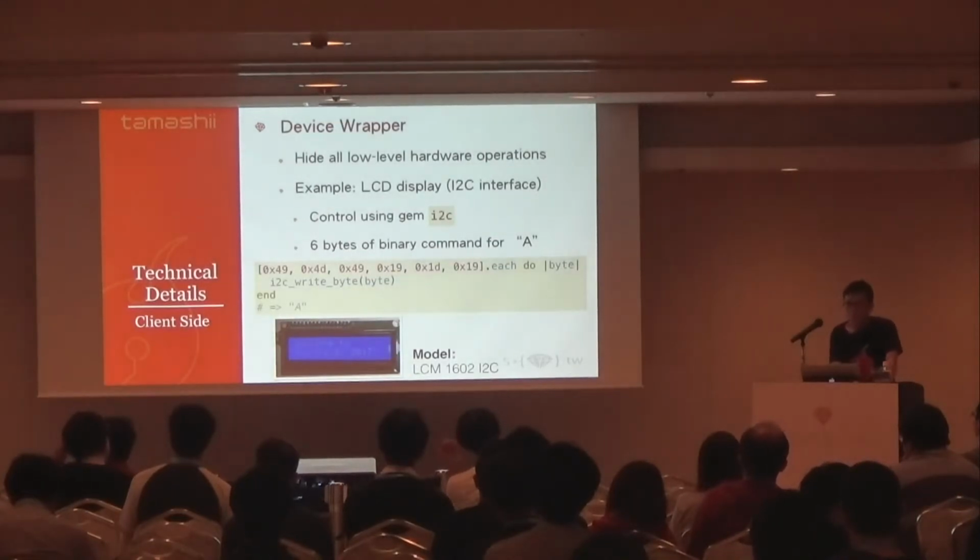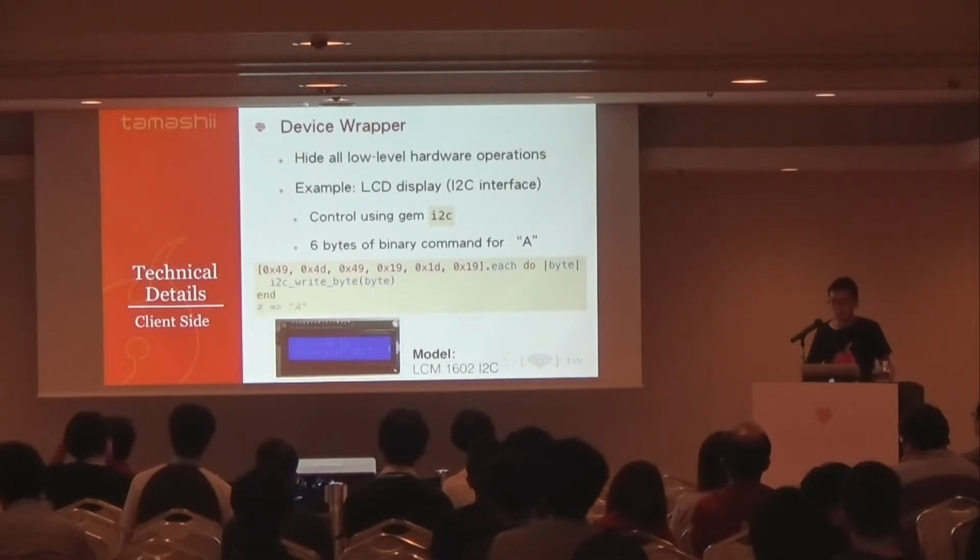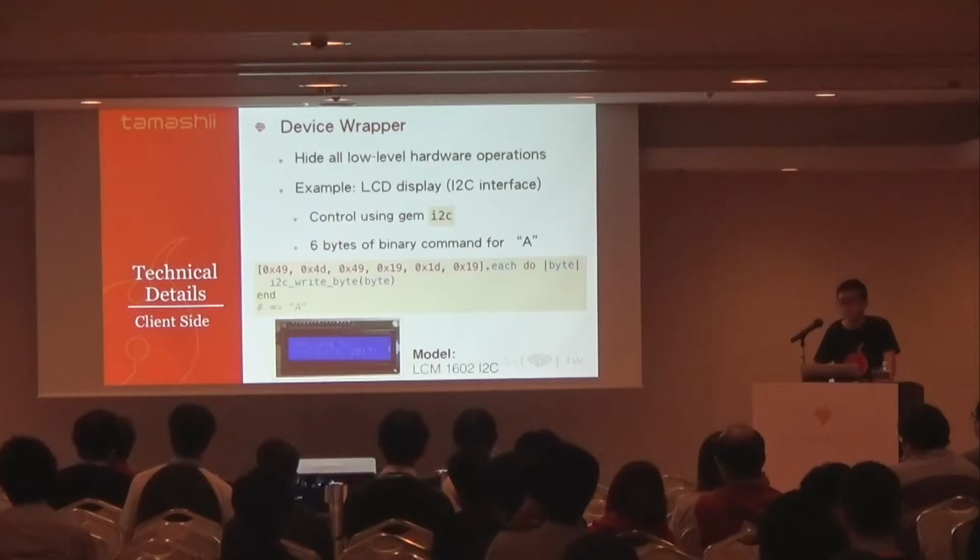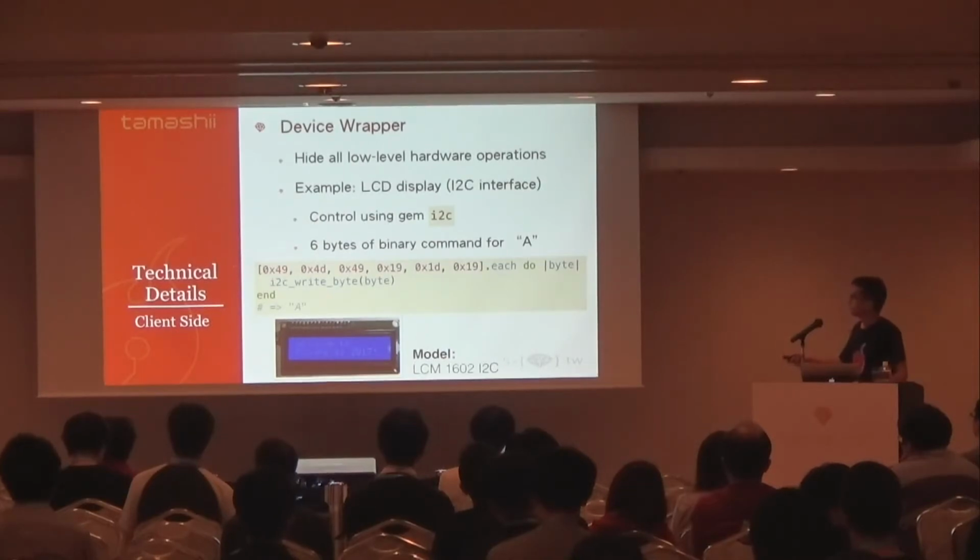The device wrapper will hide all low-level hardware operations from users. For example here, we want to drive the I2C LCD display to show a single letter, the capital A. Even with the powerful I2C Ruby gem to hide the I2C-related hardware operations, we still need to write 6 bytes of data to display that single letter. A lot of byte commands just to display a single letter. So how many bytes do we need to display "Welcome to RubyKaigi 2017"? I don't know.